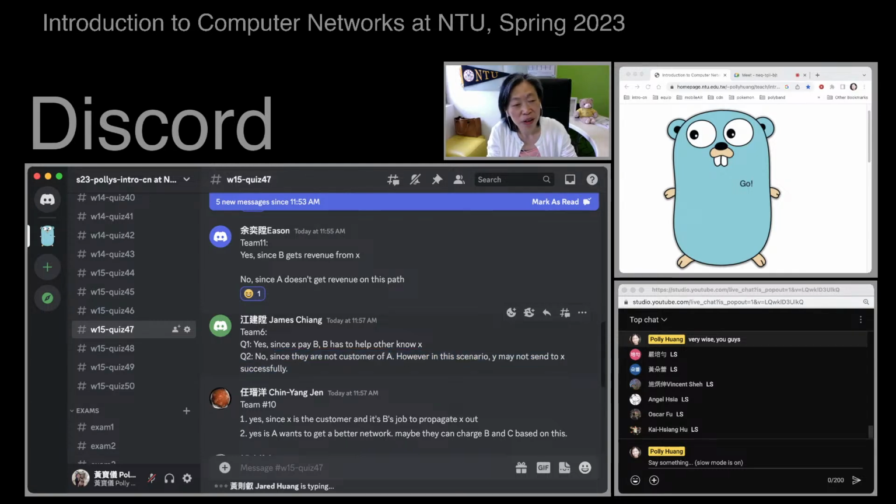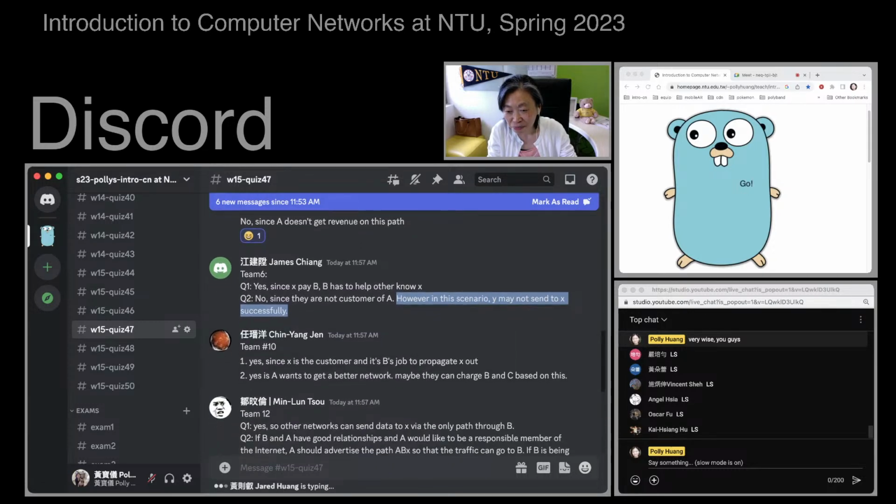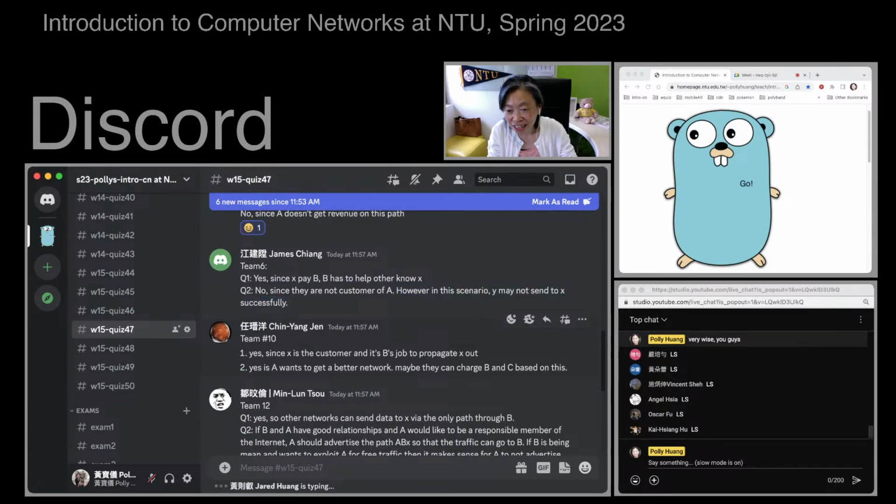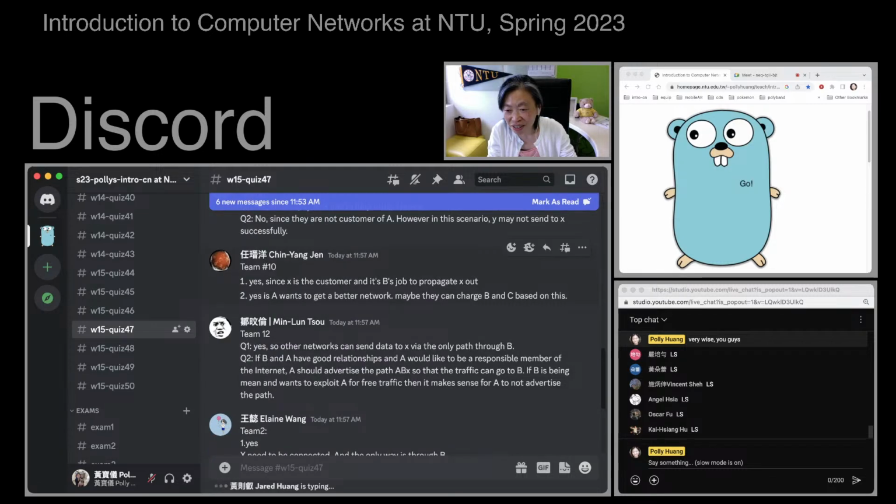Yeah, okay, so business intuition says no. However, if A doesn't send ABX to C, then hey, X gets no data. Okay, so it's a no with a little bit of consideration. Okay, Jin Yang wants a better network. Oh, okay. Jin Yang, I think you're probably a little bit socialistic.